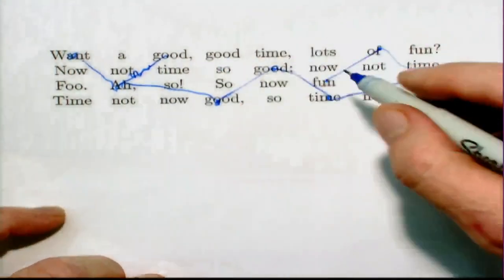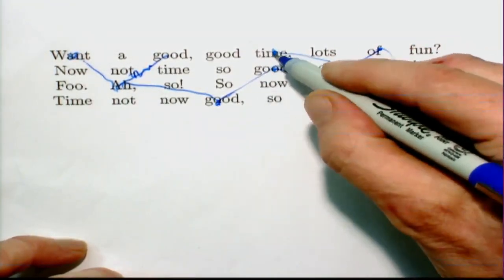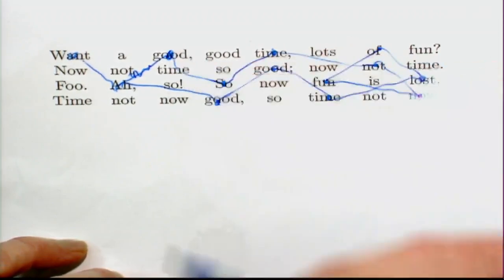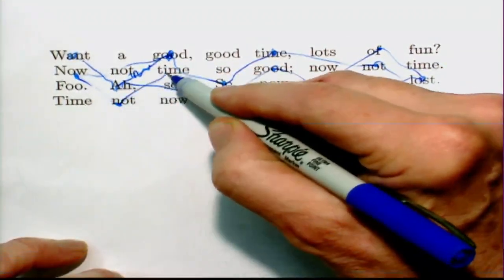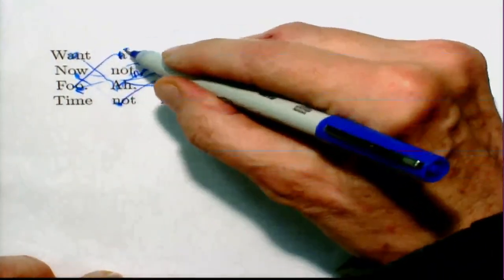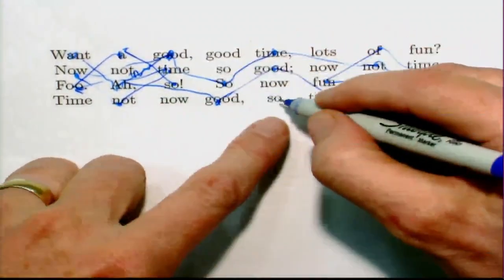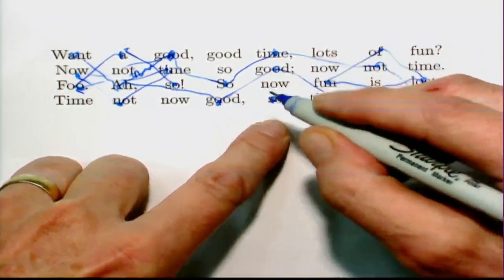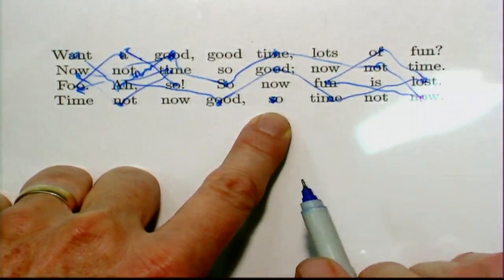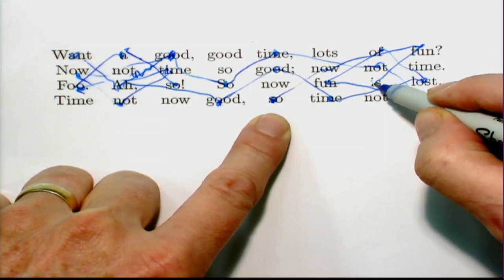Okay, now not time so good. So now not time, so good. Now not time. All right, here we are. Now not time. Foo. Okay. So. Oh wait, actually, there are two choices for so here. I don't know which one it is, but the next one is so in both cases. So I'll have to leave this. Okay. So now fun is lost.